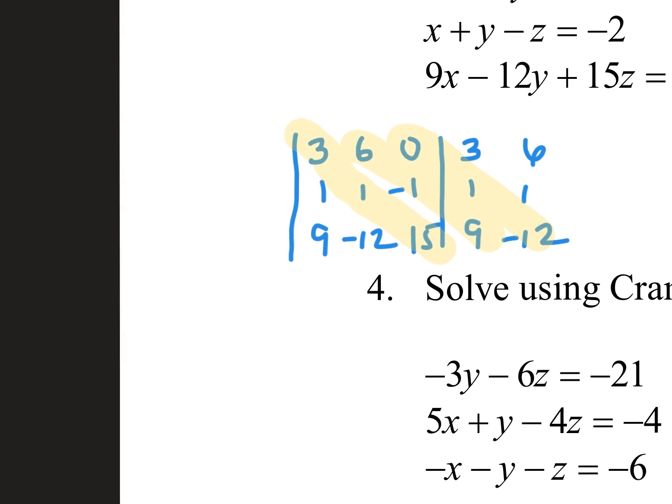So I'm going to do major first. What's 3 times 1 times 15? 45, okay. 6 times -1 times 9. -54, right? And then 0 times 1 times negative 12. Plus 0, okay? Now it's minus.